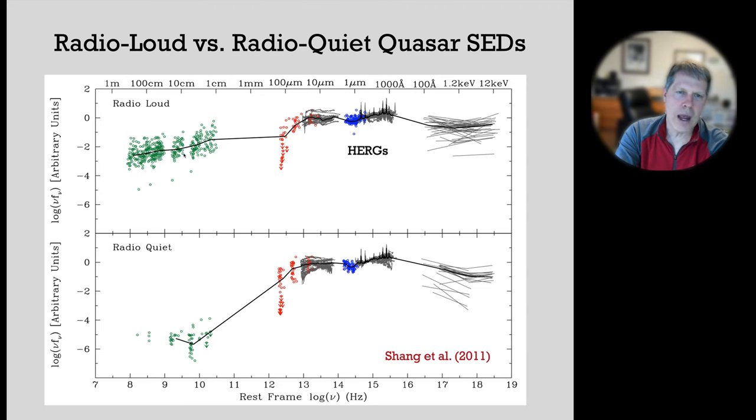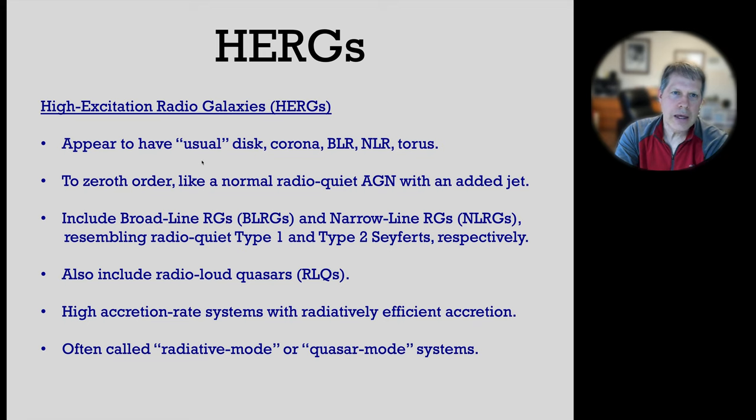Now, obviously, in the radio, these things are considerably stronger because they're radio loud. And there are also some interesting effects in the X-ray band that I'll briefly discuss a little later on. But overall, from the infrared through to the ultraviolet, the high excitation radio galaxies and the radio-quiet AGNs have similar underlying SED properties when you can measure them well, indicating that you have a good healthy AGN in there with a disk and a corona and a BLR and an NLR and a torus and so on.